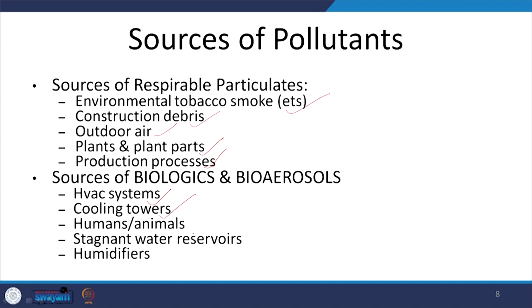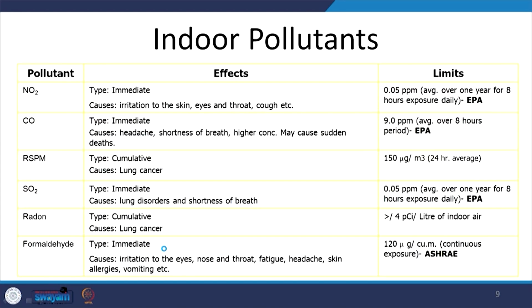Then we have cooling towers. Humans and animals are one major cause of biologics and bioaerosols because of our skin, perspiration, breathing, all of that. Then stagnant water reservoirs and humidifiers. So, all these together are sources of biologics. Now, looking at all these contaminants and sources of pollutants, they generate different types of pollutants, so let us look at the different types of indoor pollutants and also their limits.